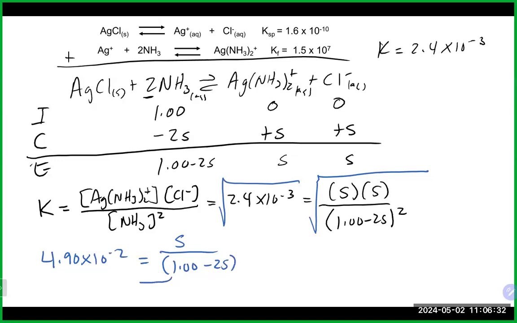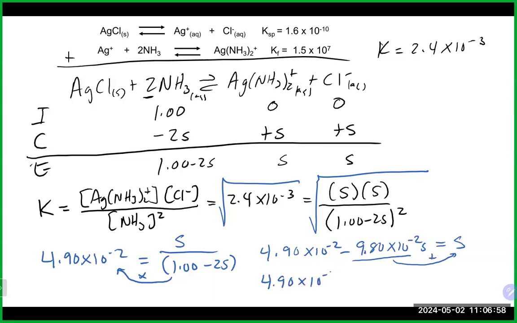So I'm going to multiply this entire thing to the other side, and that's going to give me 4.9 times 10 to the minus 2 minus 9.80 times 10 to the minus 2 s equals s. I'm going to bring this guy back to the other side by adding it. That will give me 4.90 times 10 to the minus 2 equals 1 plus 9.8 times 10 to the minus 2, basically 1.098 s.